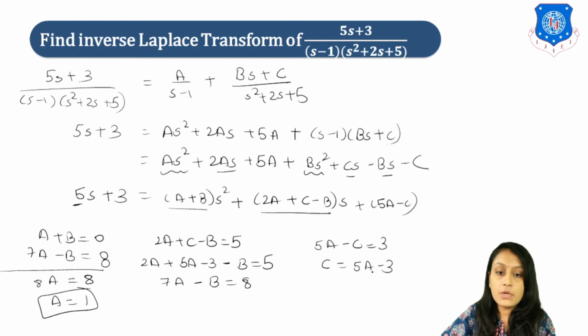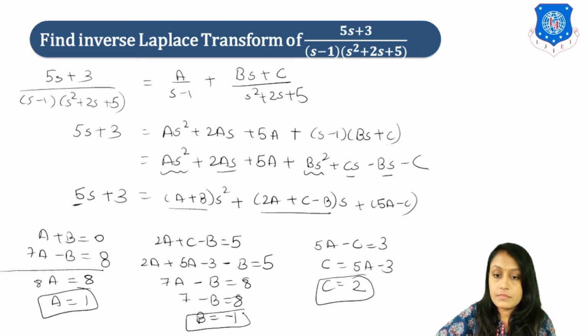If you substitute a is equal to 1 over here, you will get the answer of c as what? 2, correct? And substitute a is equal to 1 over here, so 7 minus b is equal to 8. Okay, so b is what? Minus 1. So this is the answer of a, b and c.